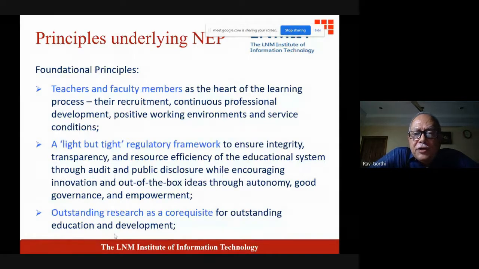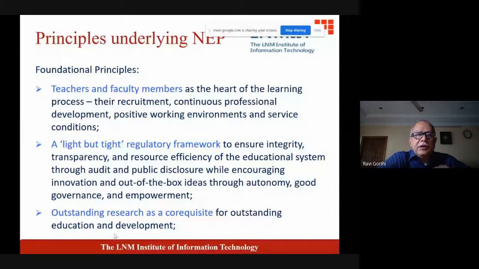Teachers and faculty members are the heart of the learning process, so their recruitment and continuous professional development will be very important. Later on, there is a mention about public service, if teaching becomes a noble, fairly well-respected profession. Beautiful words, a light but tight regulatory framework. Having implemented a lot, if we don't measure every year where we are and where we aspire to go, is there an improvement or not? So quality assurance plays a very, very important role.